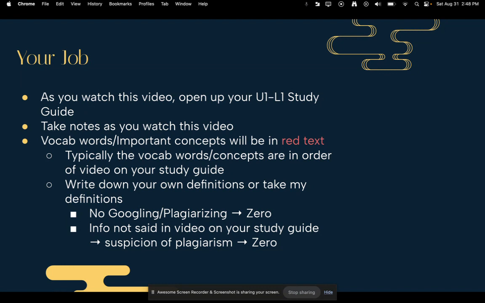Also, if information that is not said in the video somehow pops up in your study guide, I'm going to suspect it's probably plagiarism. That will also lead to a zero, not just for that one question, but for the entire study guide. So make sure that you are taking the information directly off of the Edpuzzle video that I give you, and you can look in the resource folder to find these slideshows as well. Okay?